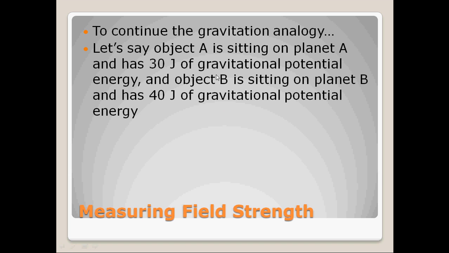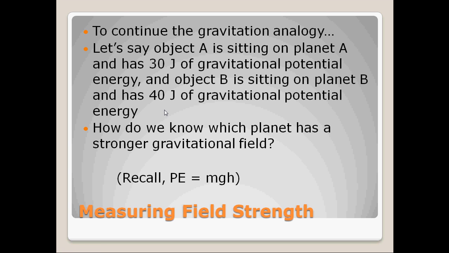But we don't know anything else about our objects, about our planets. This is all we know. Maybe what we really want to figure out is some stuff about the planets, and in particular, which one has a stronger gravitational field. The question is, just based on this measurement, do we know enough to say definitively one planet has a stronger gravitational field than the other?